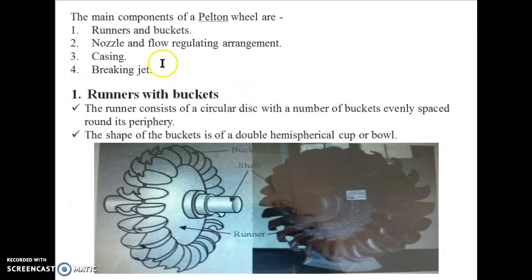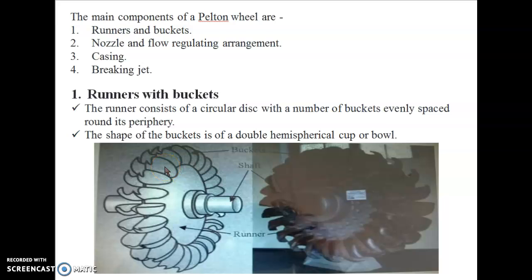Next is the main components of the Pelton wheel. Sometimes we use the word Pelton wheel turbine; both of them are used synonymously. These are the four important parts. First one is runner and bucket. Second one is nozzle. Third one is casing, and fourth one is braking jet. Now we'll see them one by one.